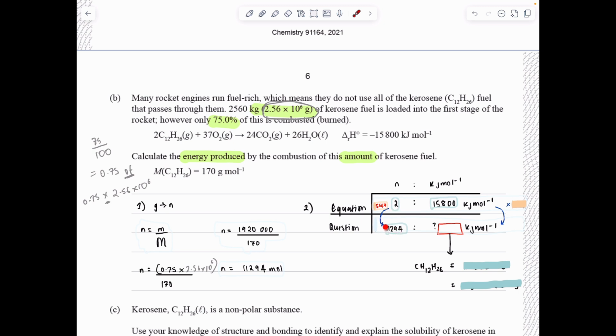But no, it's going to be this divided by this, and that will give you the common multiplier and get you down to here. So if you times it by this value on this side, you have to do it on the other side. So this energy value, 15800 times 5647.